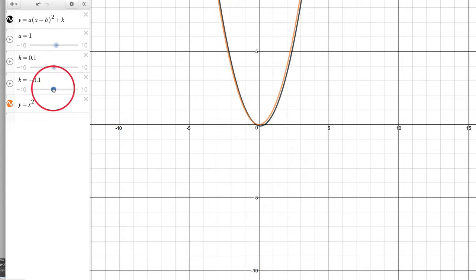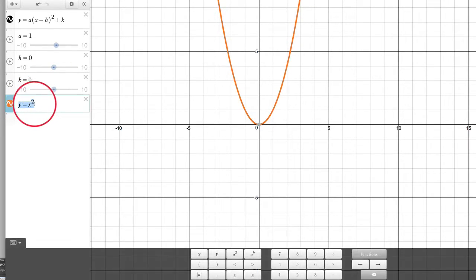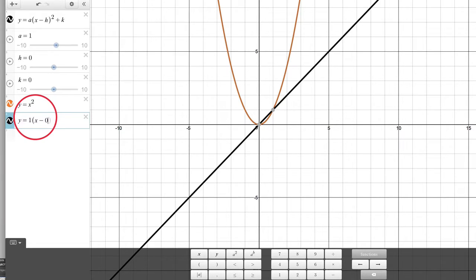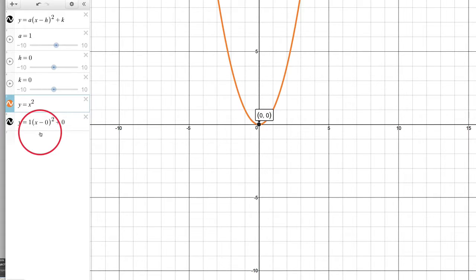Normally, for your parent function y equals x squared, what are its h and k values? I'm going to go ahead and retype it down here, specifically writing 1 times x minus 0 squared plus 0. Because h and k are 0 on this one, it hasn't shifted left or right at all. Then our vertex is normally at 0, 0.